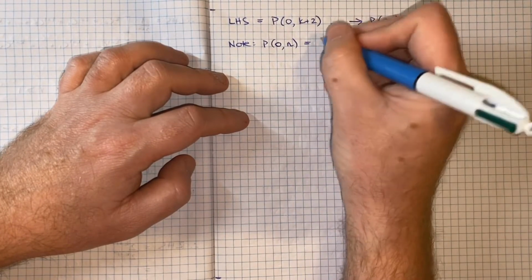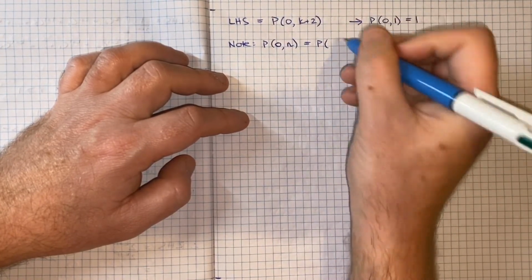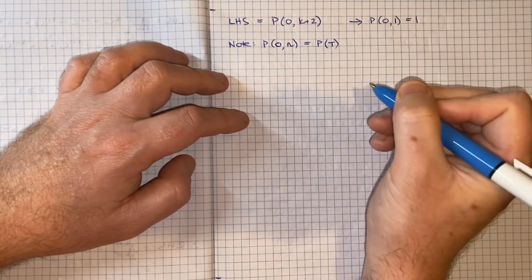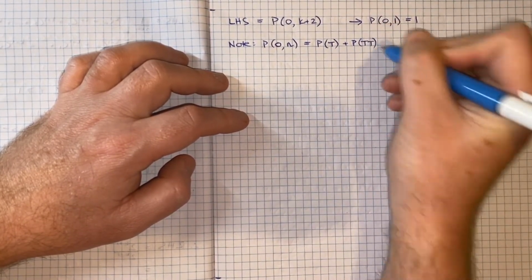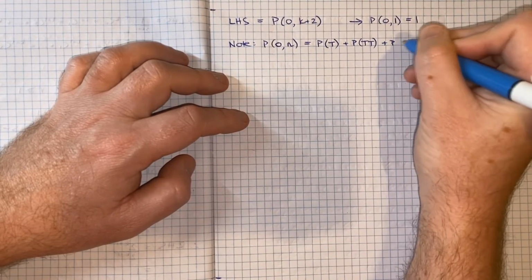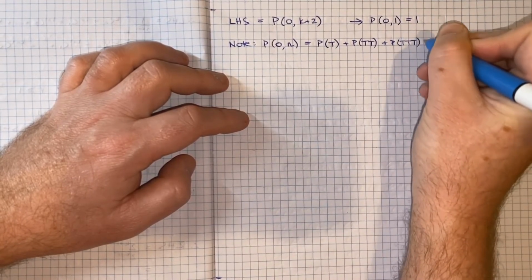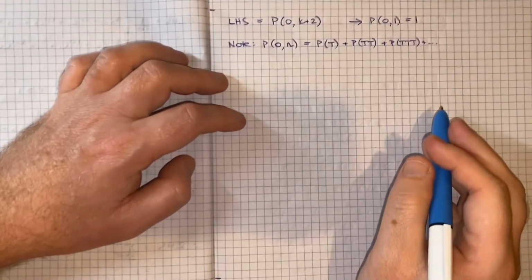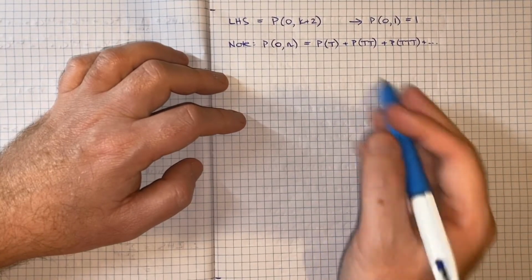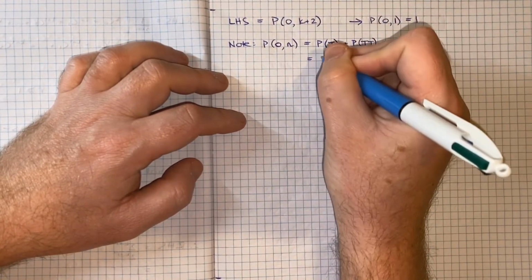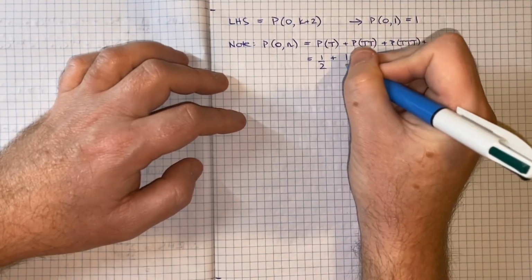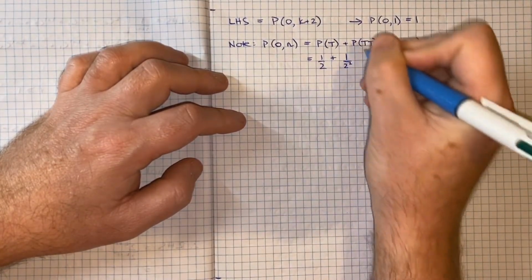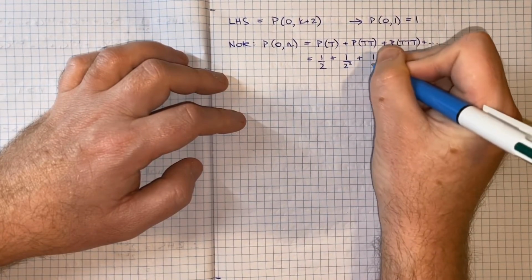Well, it's going to be the probability that we get no heads and 1 tail, plus the probability we get no heads and 2 tails, plus the probability we get no heads and 3 tails, and so on, just keep going forever. And so, well, what is this? Well, the probability of a tail is a half. The probability of 2 tails is 1 on 2 squared. And the probability of 3 tails is 1 on 2 cubed.